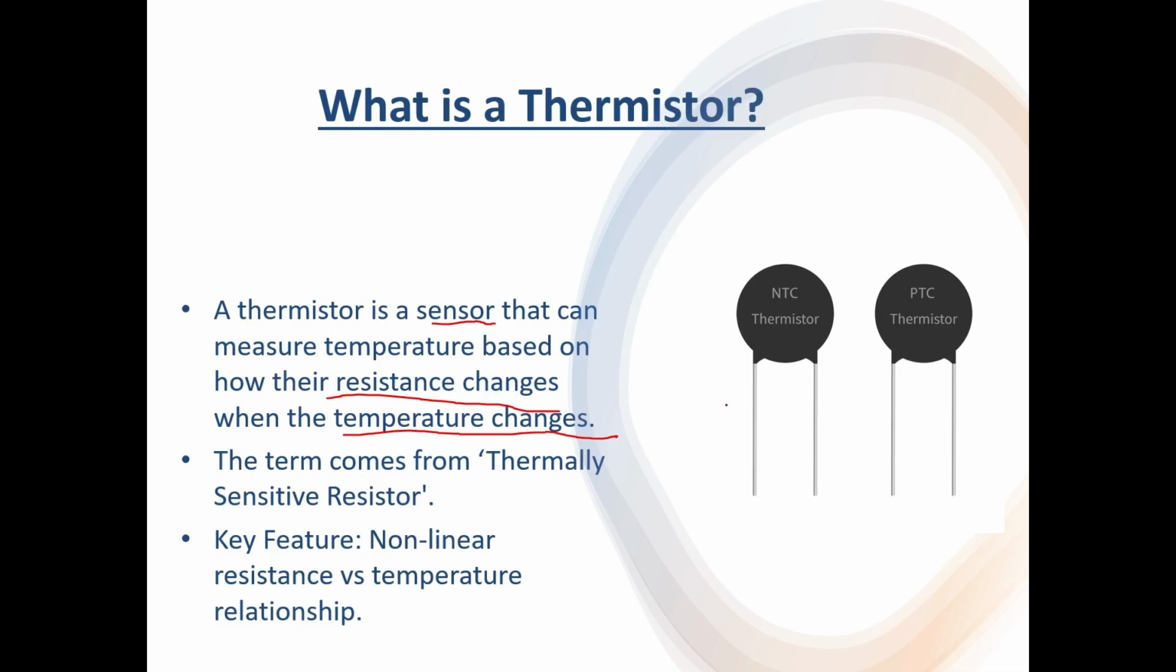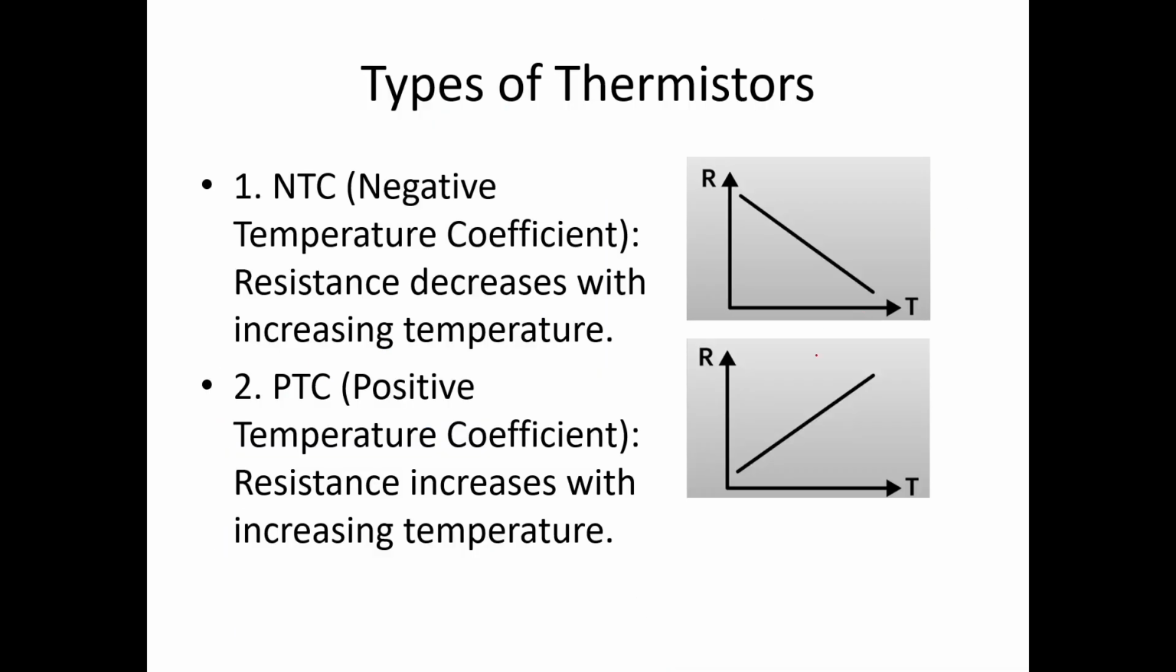So we have two types of thermistor. We have NTC and we have PTC. NTC stands for negative temperature coefficient. The resistance decreases with increasing temperature. So basically, when the temperature increases, the resistance will decrease. For PTC, positive temperature coefficient, resistance increases with increasing temperature. So it means that as the temperature increases, the resistance will also increase.